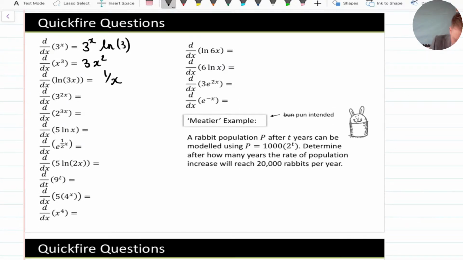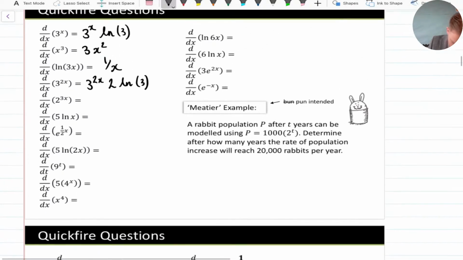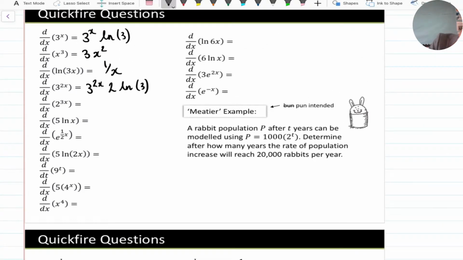If I'm differentiating this one here, 3 to the 2x, what did we say this was? It's going to be 3 to the 2x staying the same, then it's going to be equal to 2 ln of 3. Just check that. Yeah, good. They put that in brackets. It's probably worth putting that in brackets just so you know.